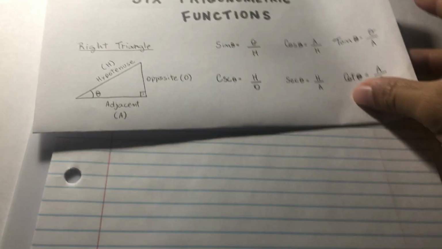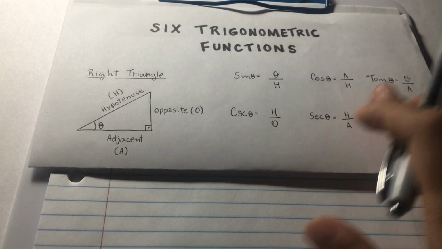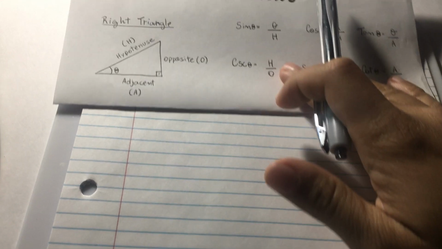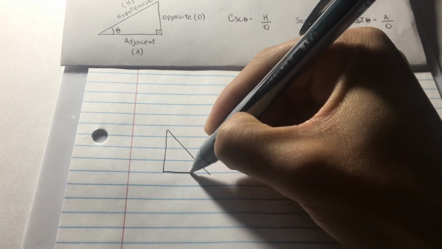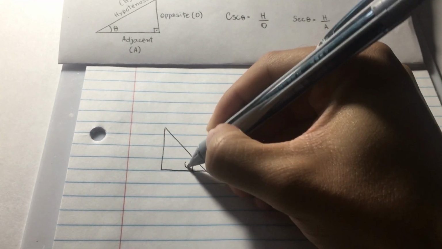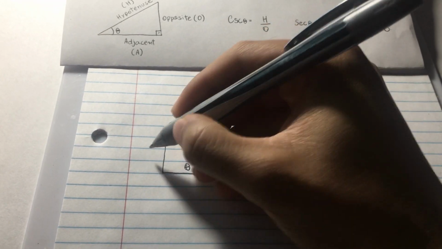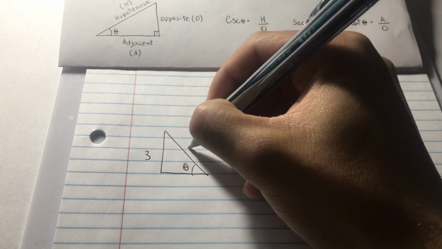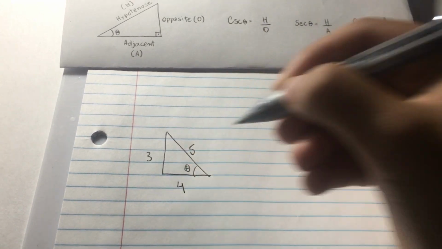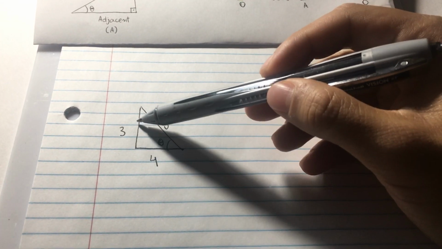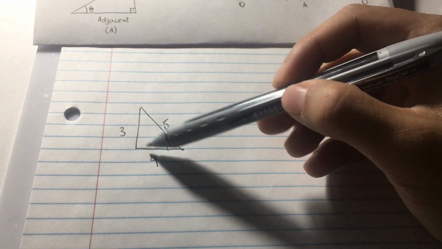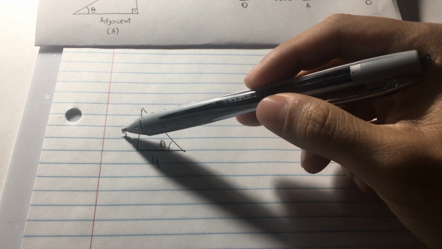Let's go through an example real quick. Okay, this triangle. Let's turn the triangle around to really understand the concept. Here's theta. Let's call the sides 3, 5, 4. This side kind of looks like this side, but let's pretend it's 3, 4, and 5.